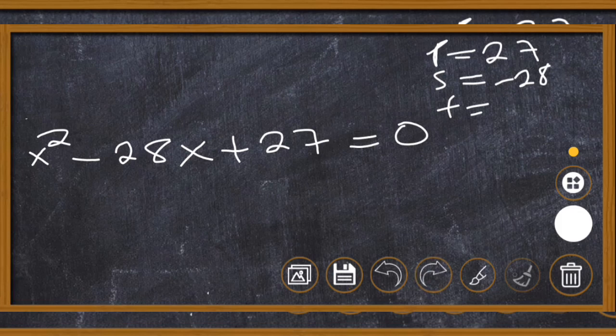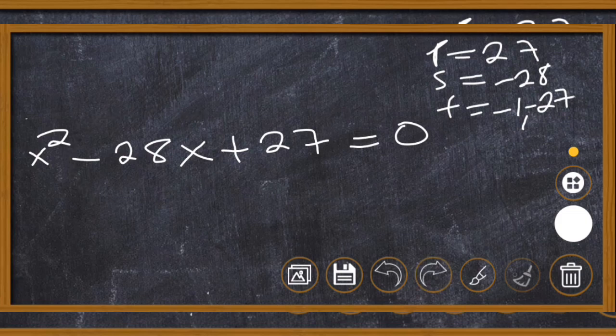So which values can we multiply for us to have 27 and then add them to have negative 28? Okay, it's negative 1 and negative 27. Because negative 1 multiplied by negative 27 is positive 27, and negative 1 added to negative 27 is negative 28. So these are the values we are going to replace where there is the coefficient of x.